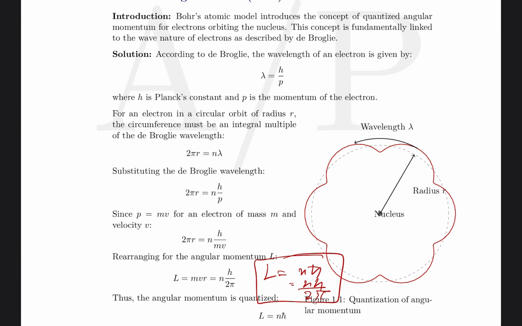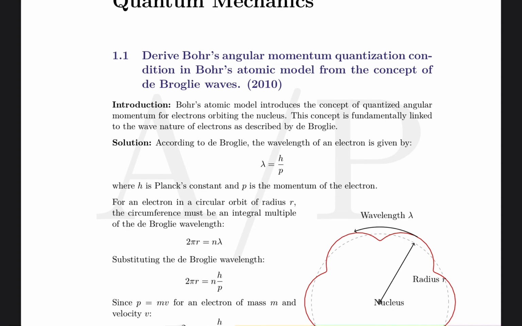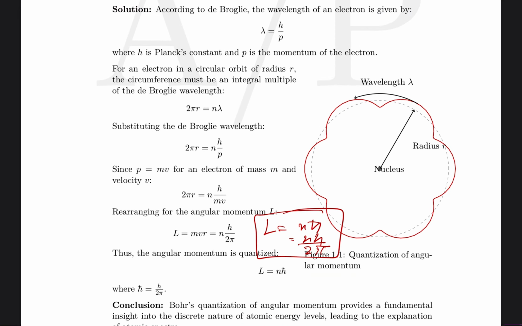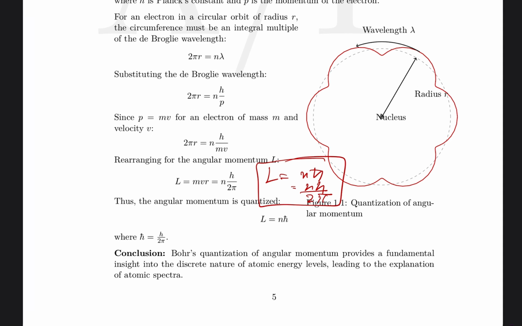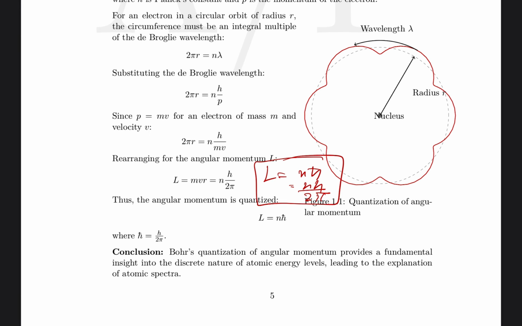Now let's read the question again. It states that we need to derive the angular momentum condition from Bohr's model. This was the Bohr's model we started with, and this is the angular momentum condition. So we have satisfied the demand of the question. Now let's come to the conclusion part.